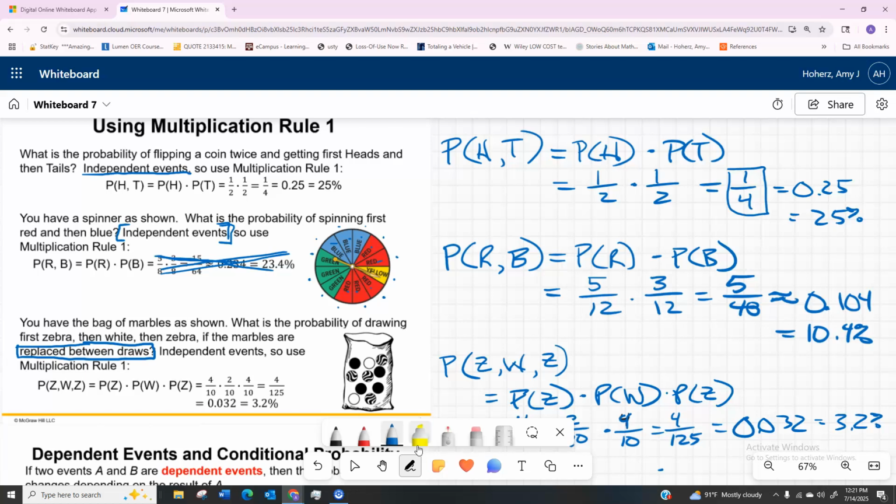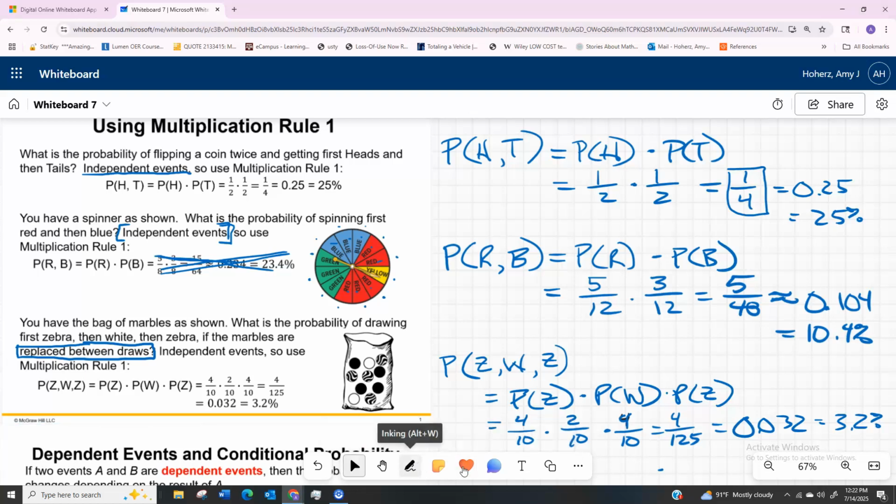So remember, percent means out of 100. So if you were going to draw 100 times, you would only expect that to happen just a little bit better than 3 times. There's a chance that it'll happen about 3 times.